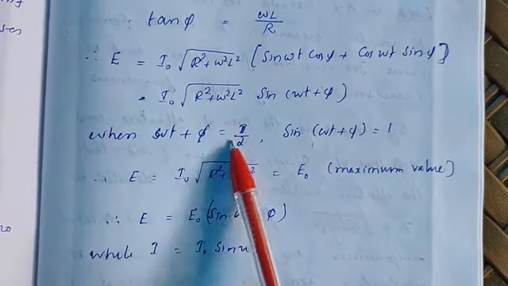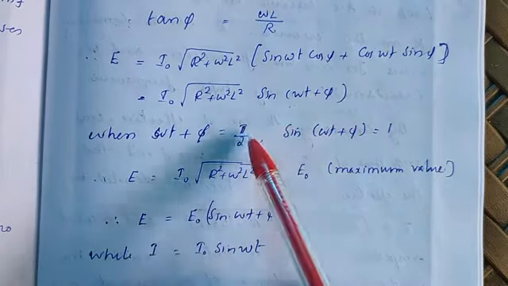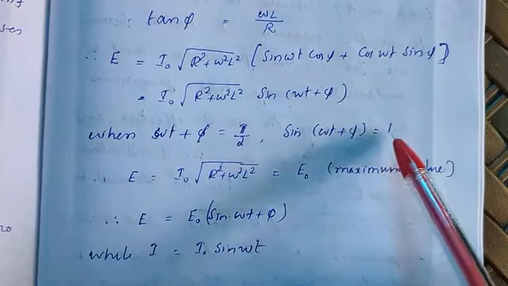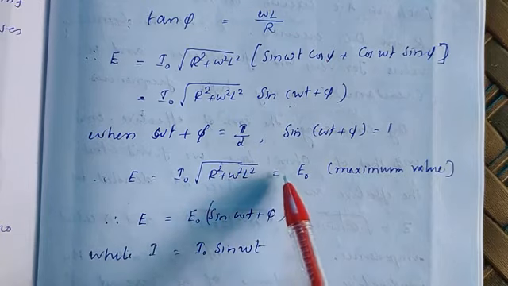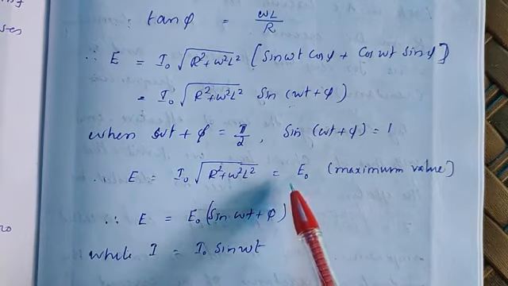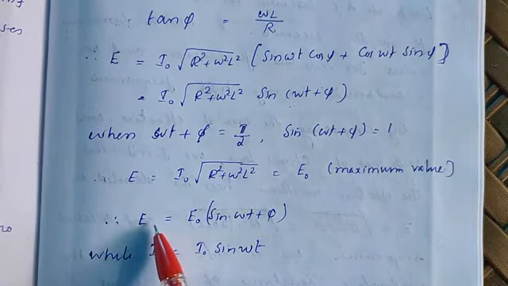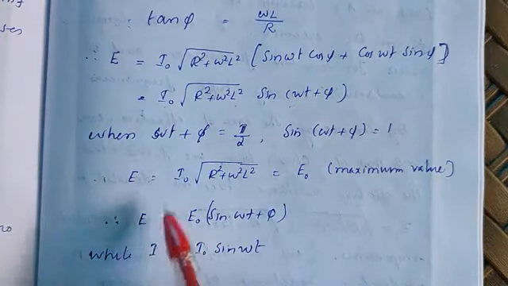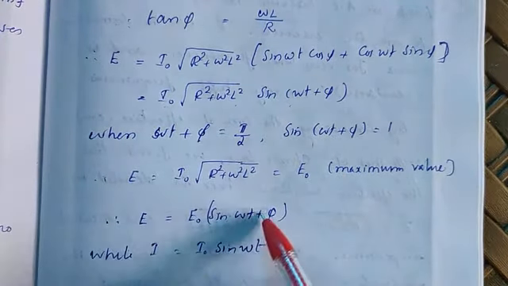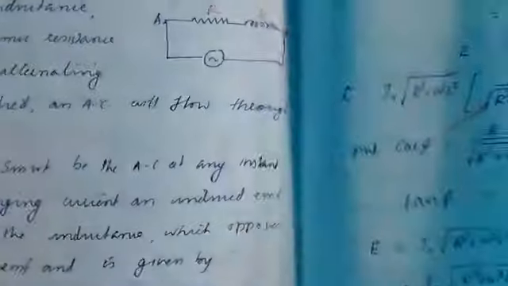When omega t plus phi is equal to pi by 2, this sine term will converge to 1. So that we will get I0 into square root of R square plus omega square L square, which is nothing but E0. This is the maximum value of potential. So we can write E is equal to E0 sin omega t plus phi, where I is I0 sin omega t.